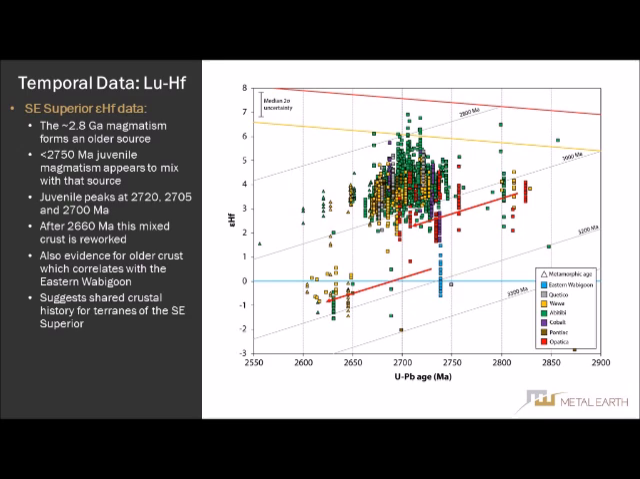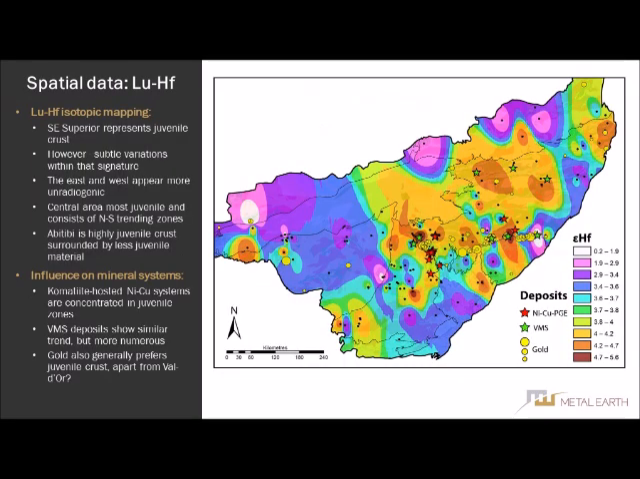So let's look at this data spatially. The first thing to notice is that everything is pretty juvenile, like we saw in the diagram. The colder colours are still juvenile, but just less so, and the hotter colours are up towards sort of 6. In the western area, we see slightly less juvenile signatures, and the most juvenile signatures are in this area here, which is essentially mostly the Abitibi.